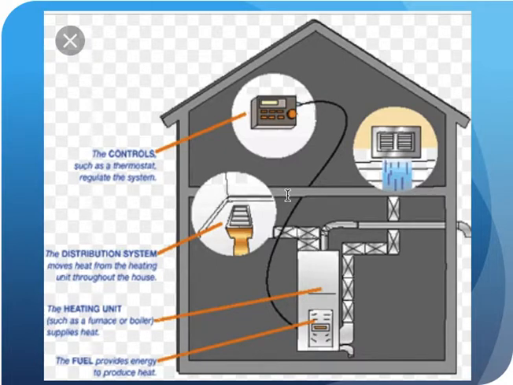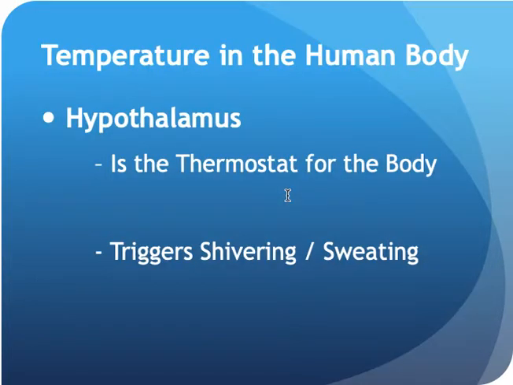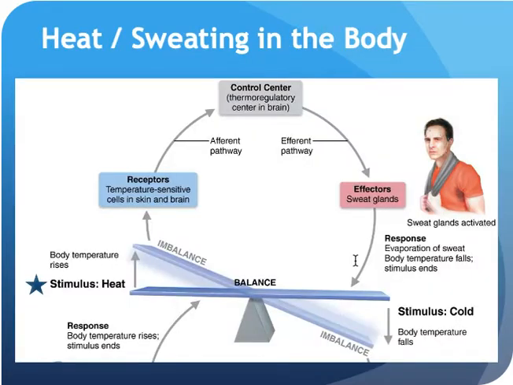So here's a little summary of all the things that we just talked about. Especially if you're a visual learner, you get some pictures to follow along with. And now we look at temperature in the human body, and we want to realize that this is being controlled by my hypothalamus. This is going to be the thermostat for my body, and it's going to either trigger shivering if I'm cold, or trigger sweating if I get too hot. So let's look at those examples.